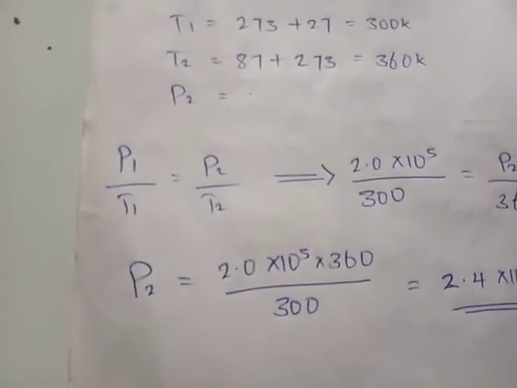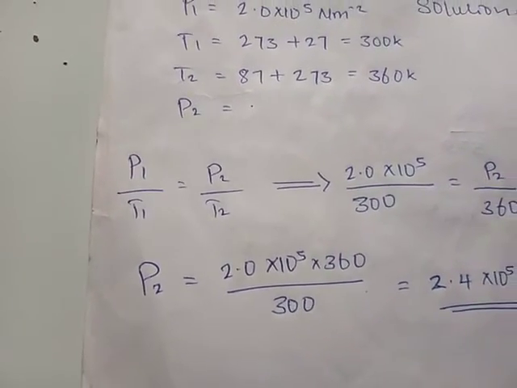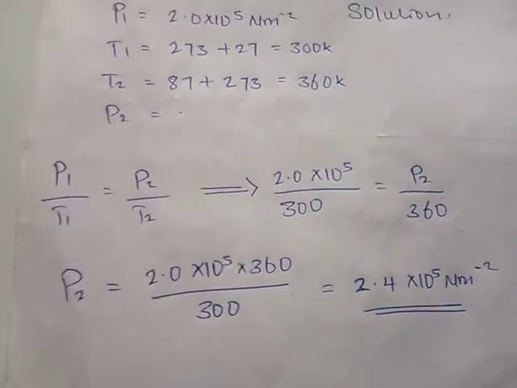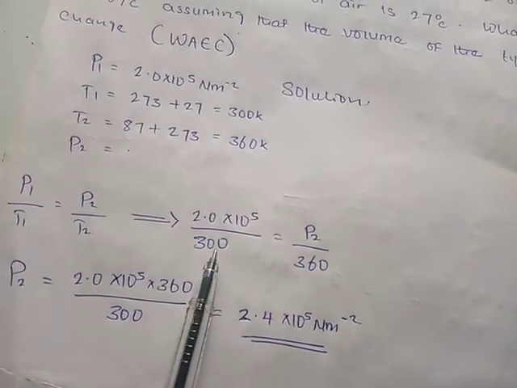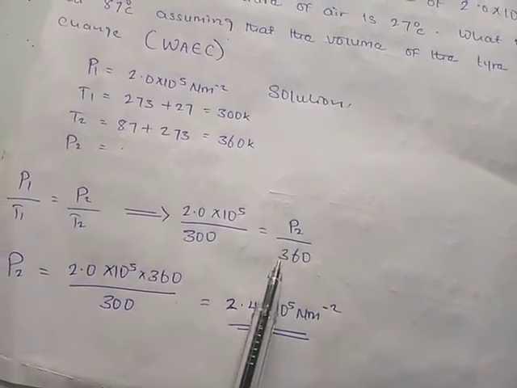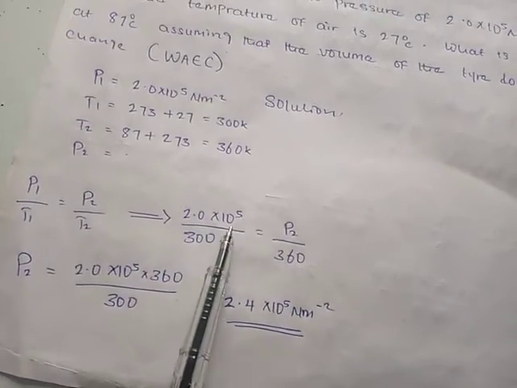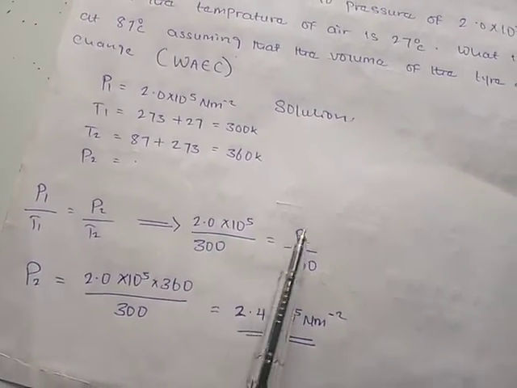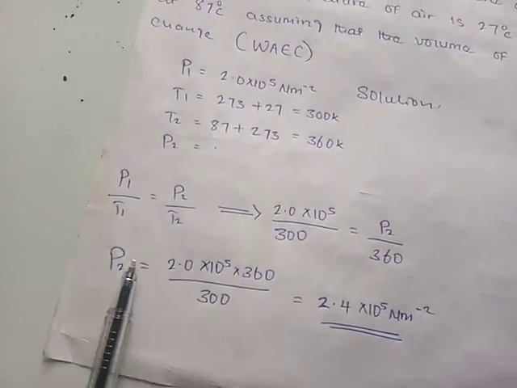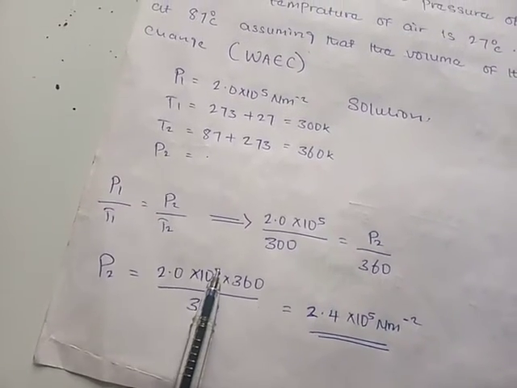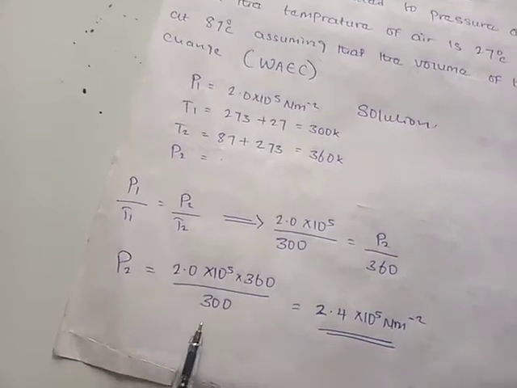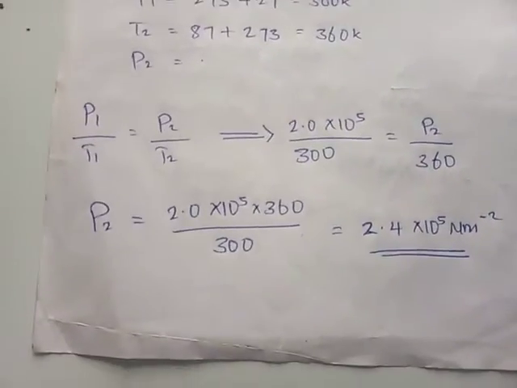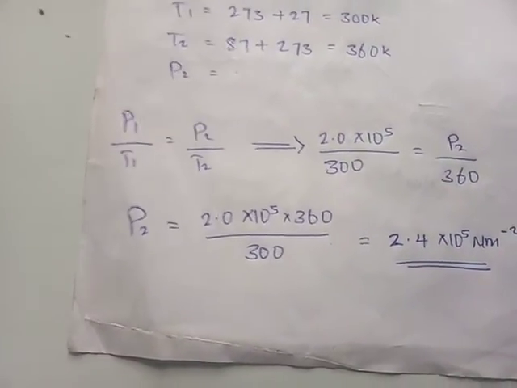So using the formula P1 over T1 is equal to P2 over T2, we have 2.0 times 10 raised to the power 5 over 300 is equal to P2 over 360. That's P2 is equal to 2.0 times 10 raised to the power 5 times 360 all over 300.